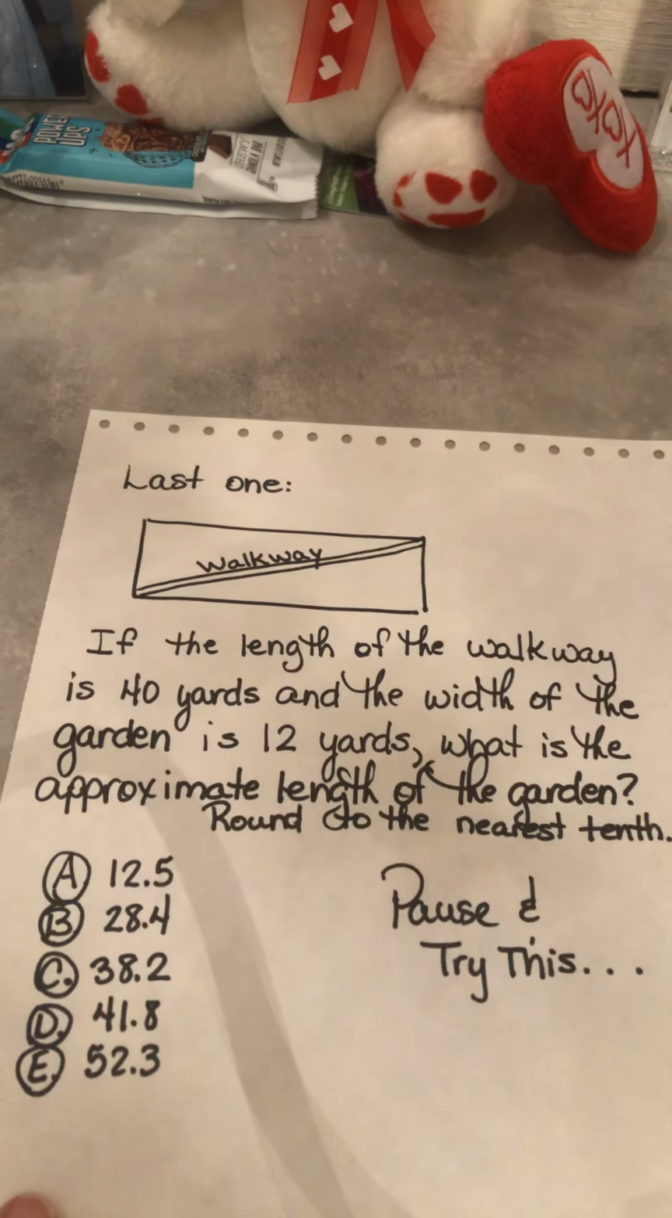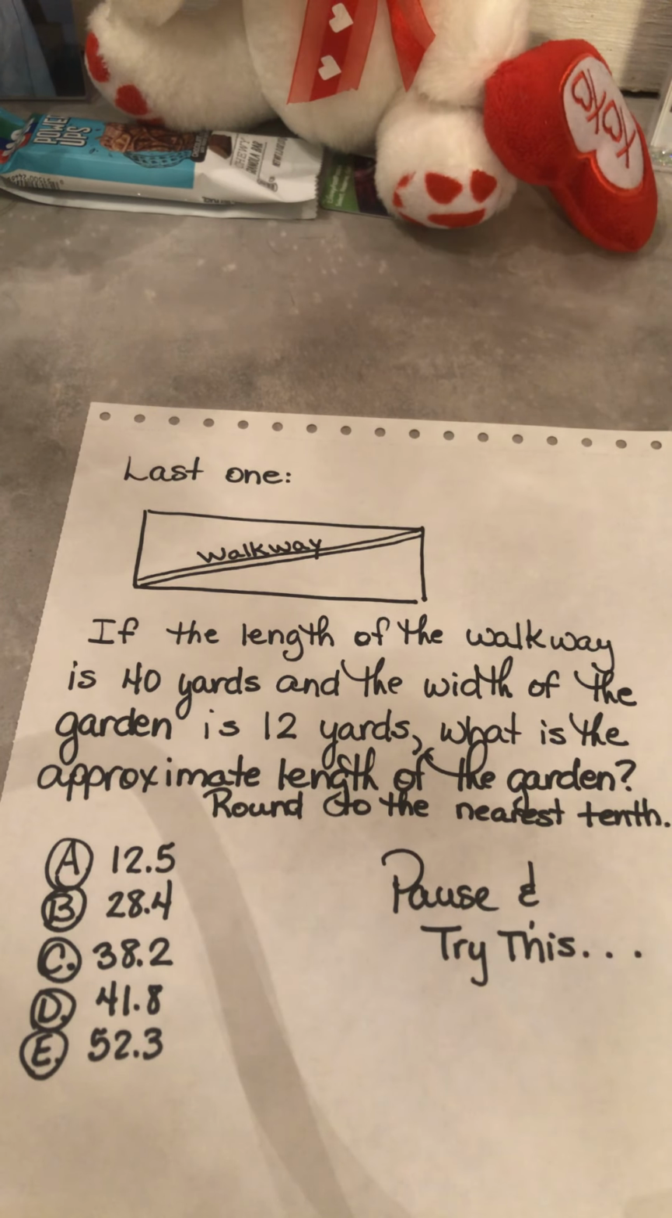Okay, one last one for you. Here we go. Give it a shot, and I'll see you back here in a minute. It says if the length of the walkway is 40 yards and the width of the garden is 12 yards, what is the approximate length of the garden? Round to the nearest tenth. Draw it, fill in what you know. Do you know the A? Do you know the B? Do you know the C? And then do the work. I'll see you back here in a minute.